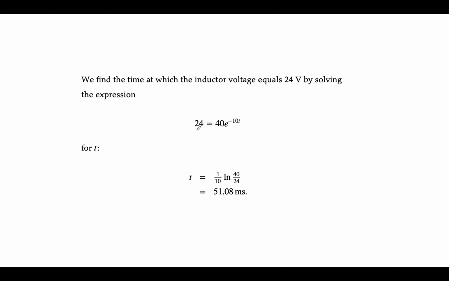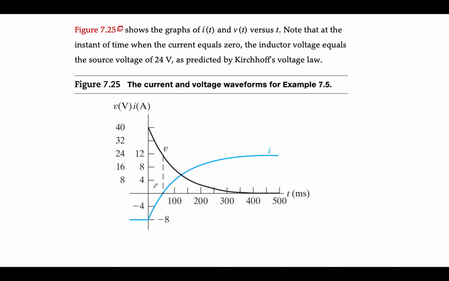Now, we want to know when that equals 24 volts, so we substitute in 24. We have our expression for the inductor voltage, and we solve for t by dividing 24 by 40, taking the natural log of both sides, and then getting rid of the 1/10. If you do that, you find that the time is 51 milliseconds. Once again, this particular question is not really one that I would necessarily give on an exam, but this one is.